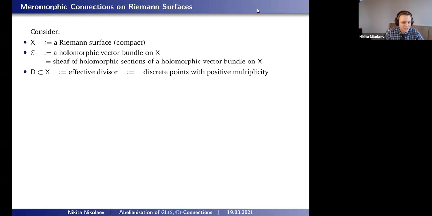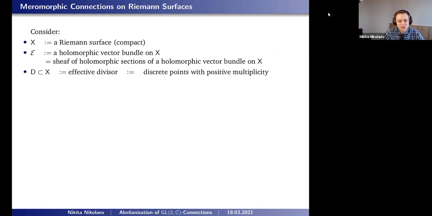If it happens again. Right, okay, so I'll look at holomorphic vector bundles on X. And if you're more differential geometric minded, then for you, this will be a sheaf of holomorphic sections of a holomorphic vector bundle on X. To me, those two things are the same. And the other thing that I'll fix throughout is a divisor on X, an effective divisor. In other words, that's just a discrete set of points, finite if X is compact. But importantly, these points carry multiplicity.